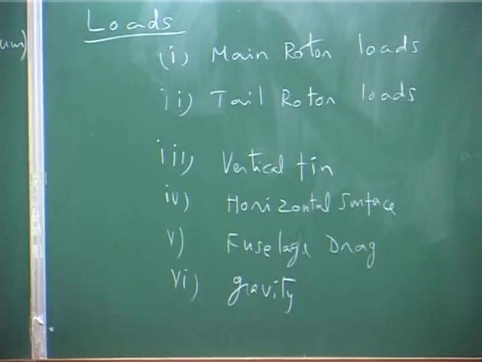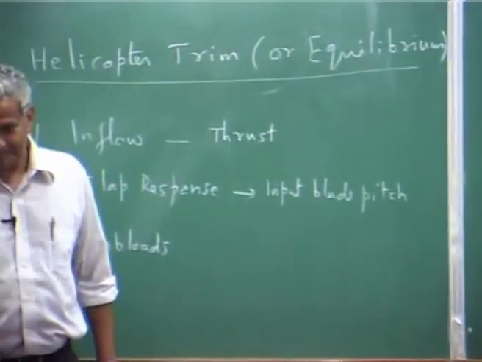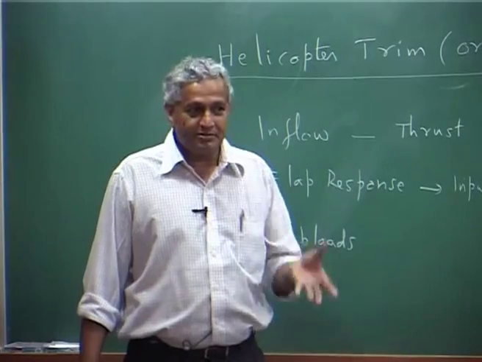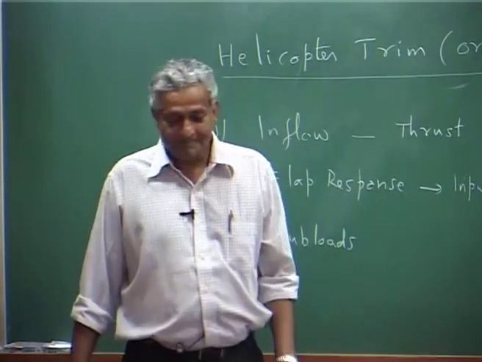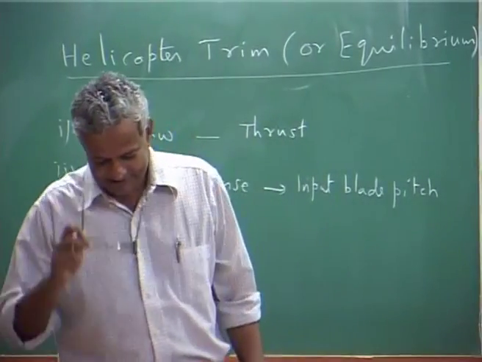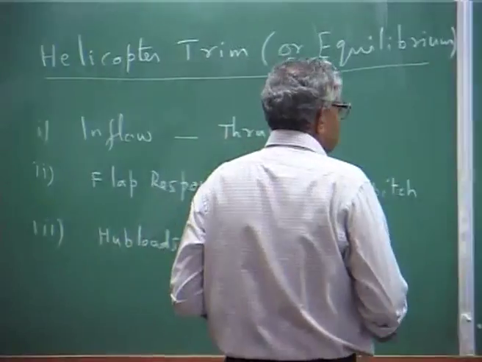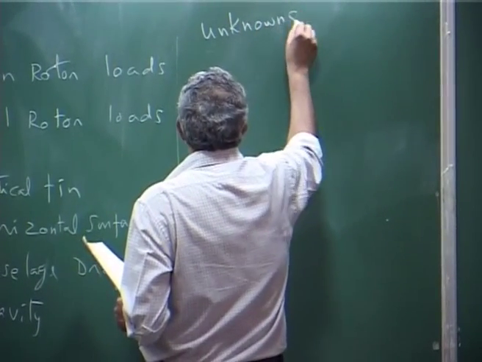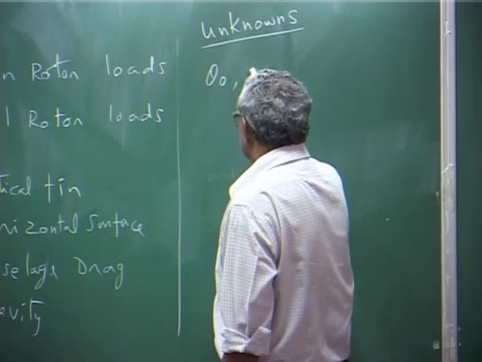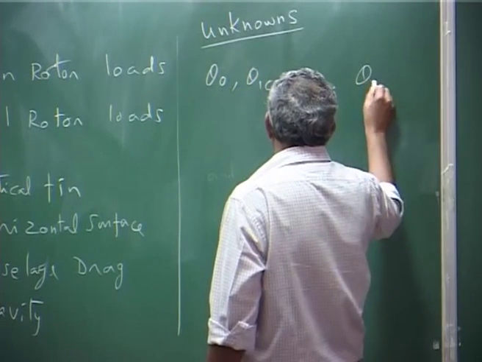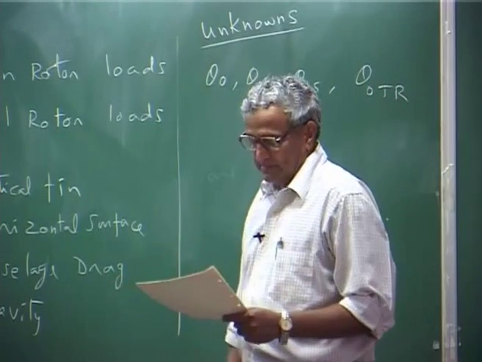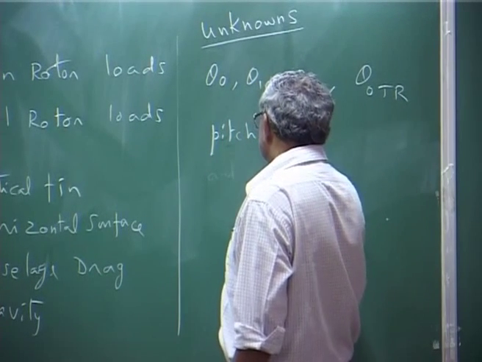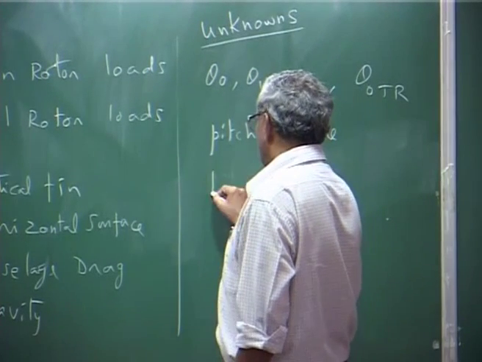And how are these entire equations solved? Now, the question is, what are my unknowns, what are my known quantities? That is very important. Before you really start off the entire sequence of this problem, you must know what are my unknowns and what are my known quantities. The known quantities we will worry about later. I will write the unknowns: theta naught, theta 1c, theta 1s, and theta 0 tail rotor. Then pitch attitude, roll attitude.